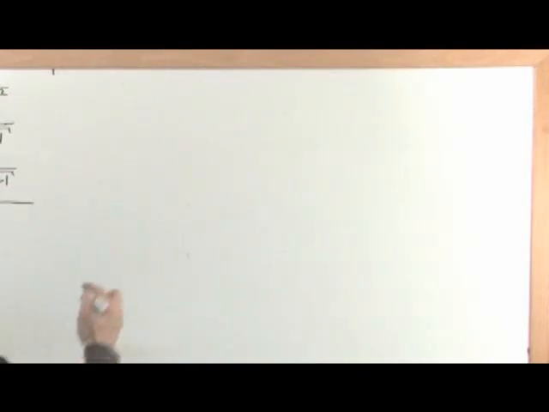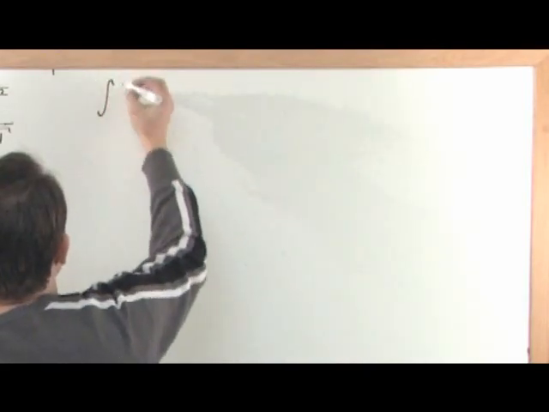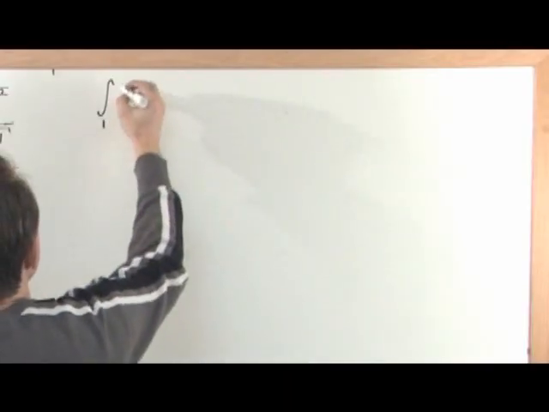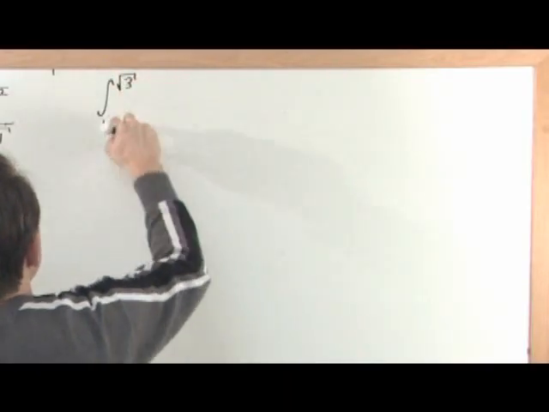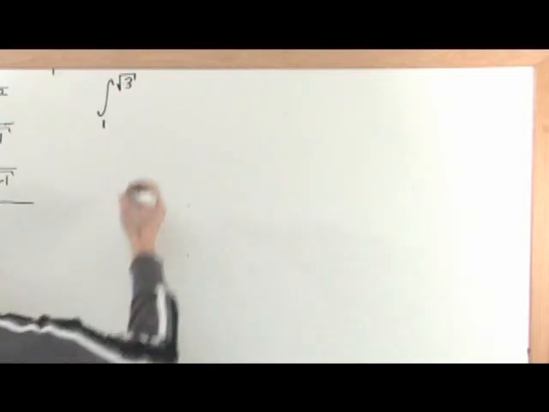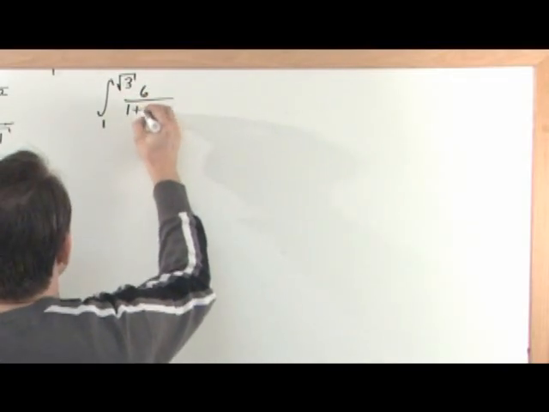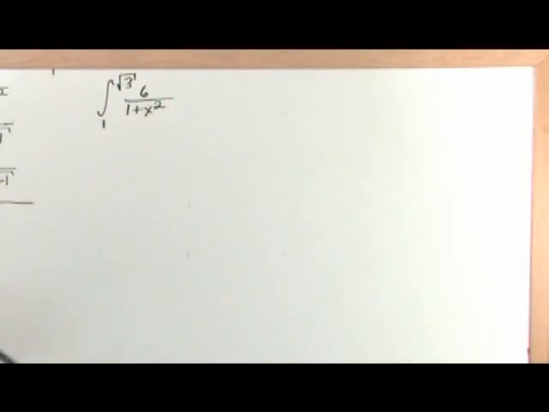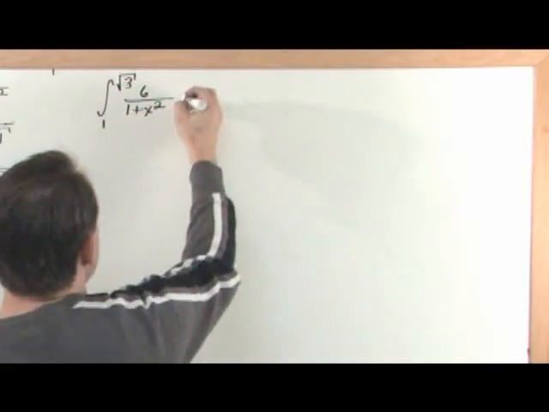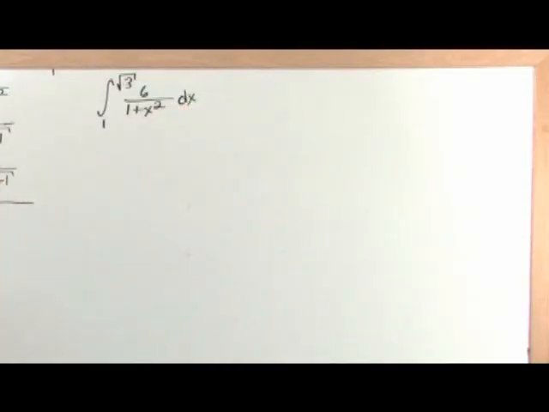Okay, now let's say the next problem you have is an integral. We're taking the integral from 1 to square root of 3. Those are my limits of integration. And the integrand is 6 over 1 plus x squared. Okay? And I'm integrating over dx, obviously. And I want to pull off this integral.